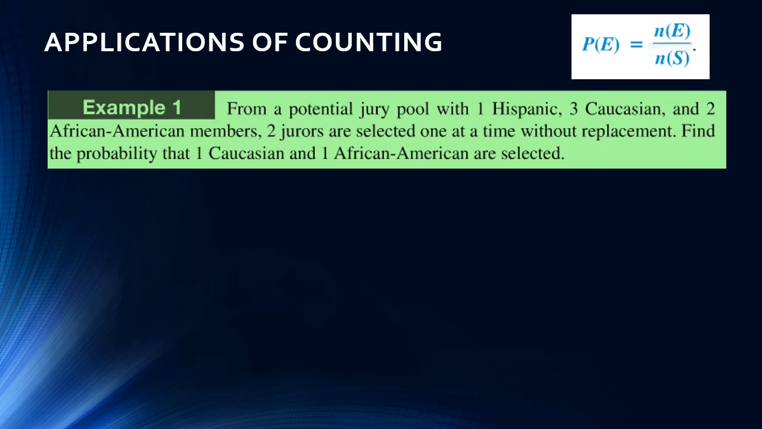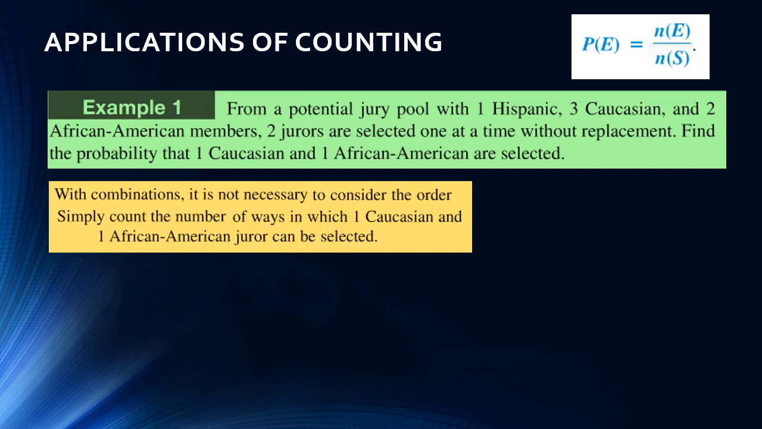So let's look at this first example. From a potential jury pool with 1 Hispanic, 3 Caucasian, and 2 African American members, 2 jurors are selected one at a time without replacement. Find the probability that 1 Caucasian and 1 African American are selected.